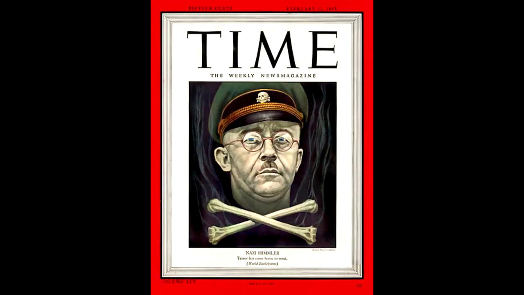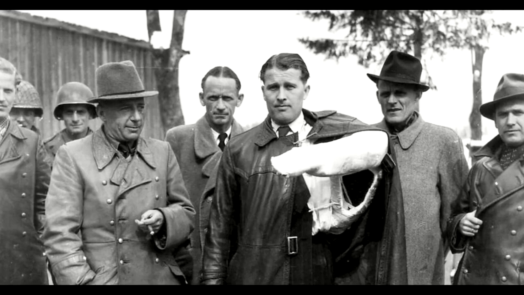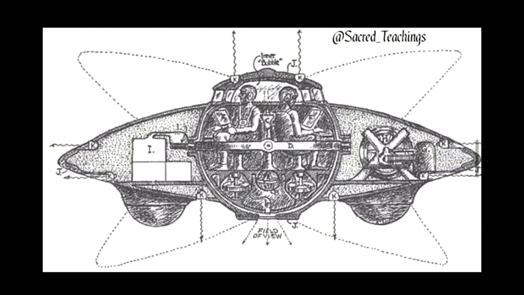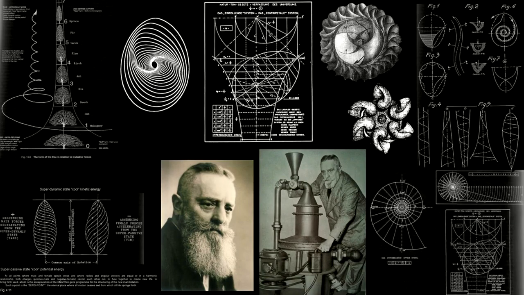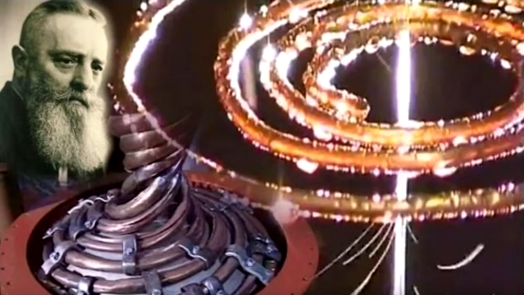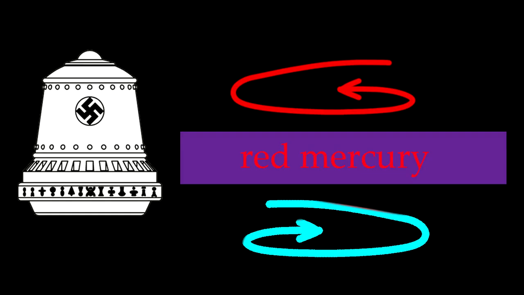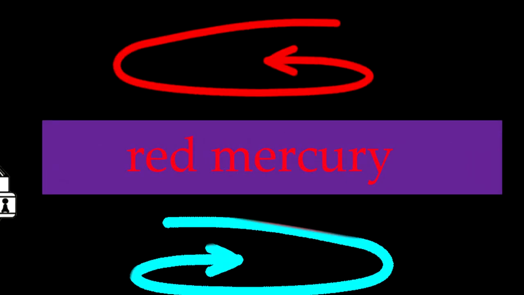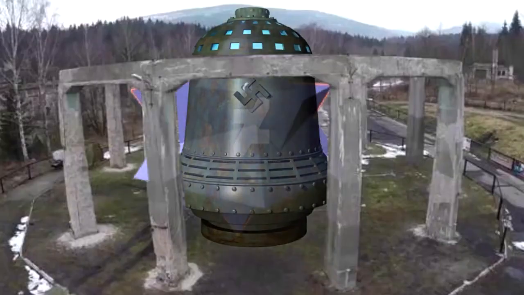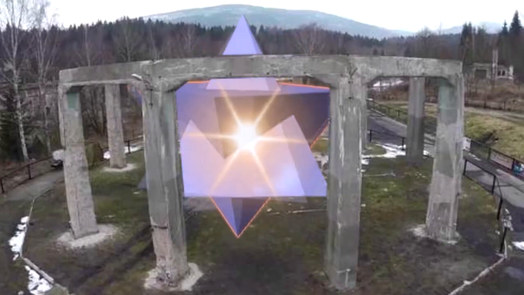Let's make a speculation here. Let's say that scientists in Germany are trying to make an anti-gravity machine. Maybe using some theories of Schauberger. So they create the bell. The machine had 2 counter-rotating discs, and in the middle you had red mercury. So the question is now, what is happening when you counter-rotate 2 discs?